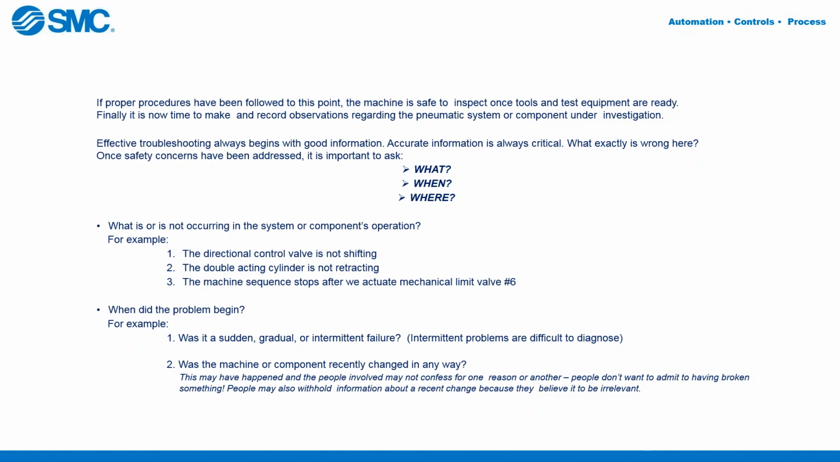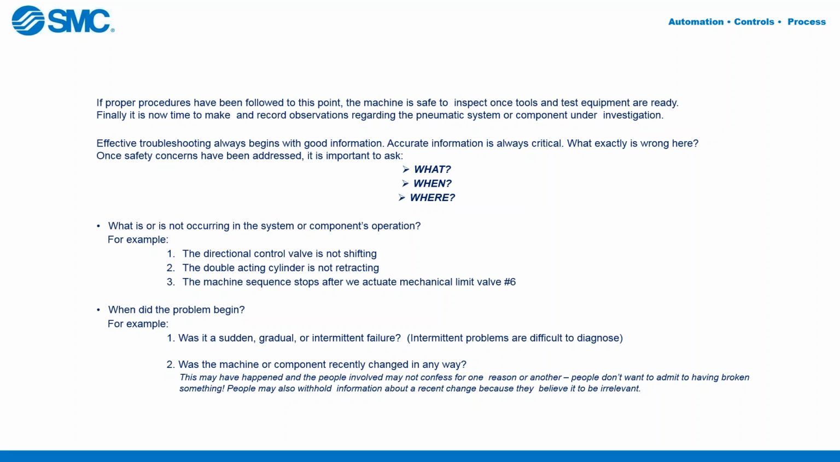So once we've got all of our tools and everything is ready, we want to record observations, right? I know it's tedious, but let's get some good information and let's write it down. What's happened? When did it happen? Where did it happen? For example, rather than saying the machine is broken, a better description might be the directional control valve is not shifting. The double acting cylinder that opens the slide gate is not retracting. The machine sequence stops after mechanical limit valve 6 has been actuated.